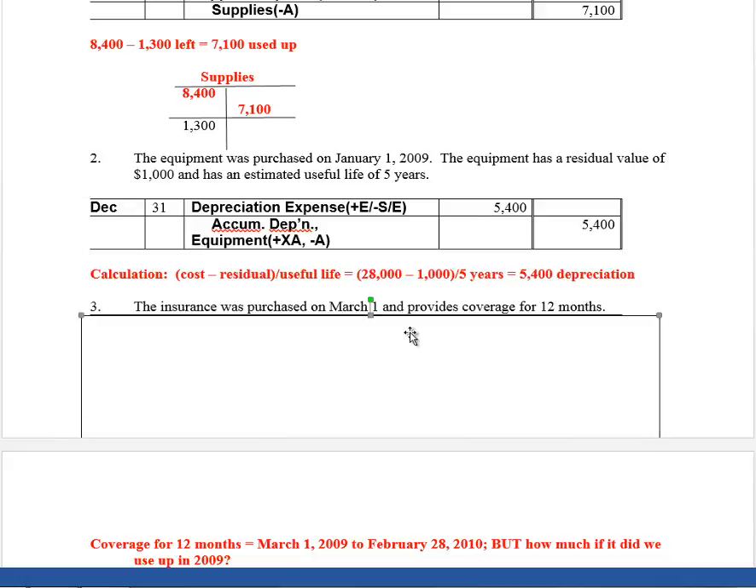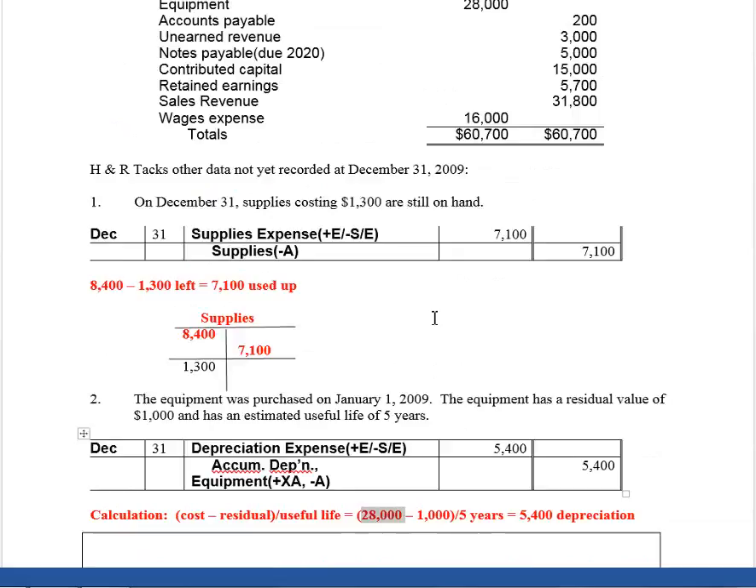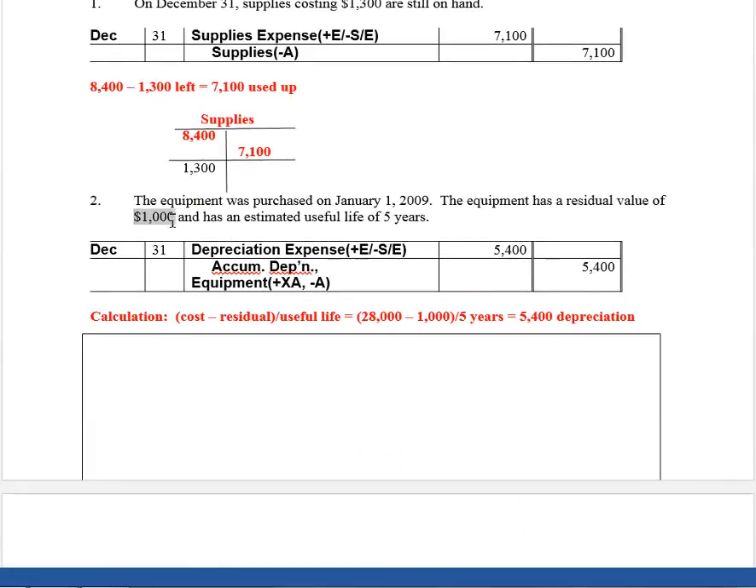Well, we used the relationship that we talked about much earlier in our course, which is the calculation of depreciation expense for the year. That's cost of the asset less the residual divided by the useful life. Well, we're given all three pieces of information in our question. We know from our unadjusted trial balance that the cost of the equipment was $28,000. We know the residual from this piece of information is $1,000, and we know the useful life is 5 years. They've given it to us here. So if we do that math, we're going to get $5,400 in depreciation expense.